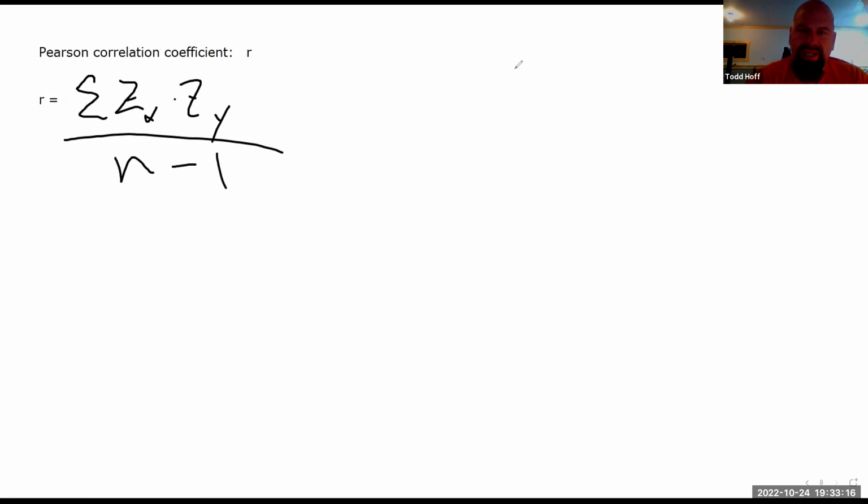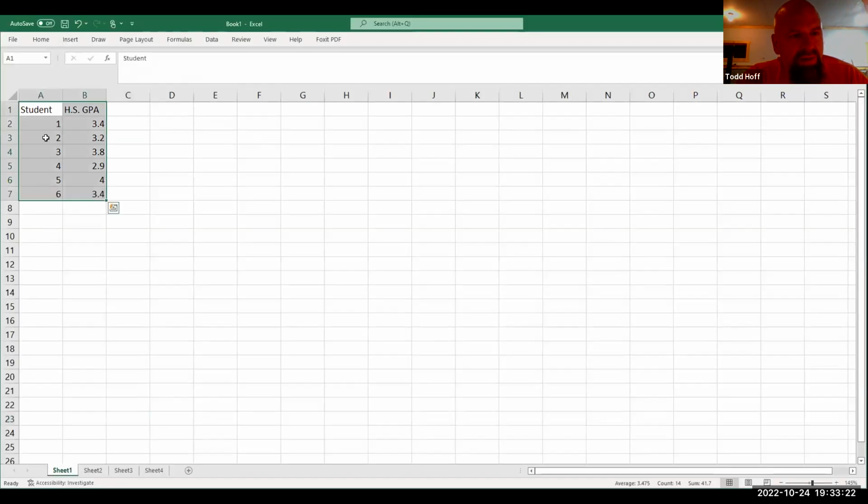So what does this mean? Well, let's go to a set of data and actually calculate this out. So here I have a set of data that represents those 6 high school students I have. I have their high school GPA and I did not get their ACT score, but I'm just going to put an ACT score on here.